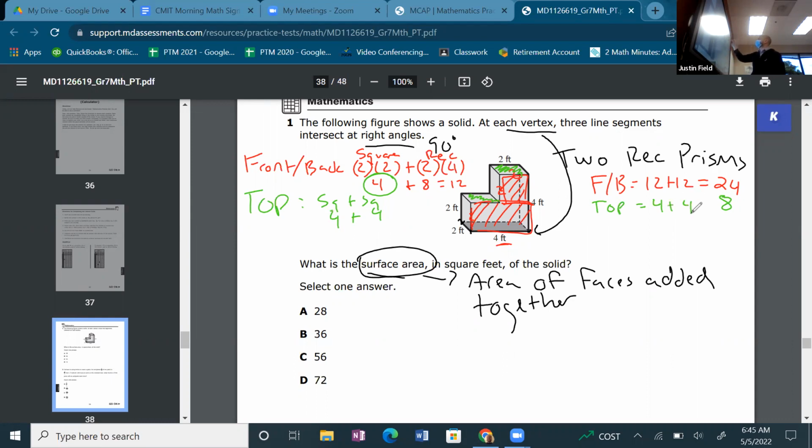All right, what's next? What else we got? The bottom? Okay, we gotta find the area of the bottom. Oh, we see that's that rectangle again. 2 times 4. So the bottom is 2 times 4 is 8. And then we gotta do the right side.